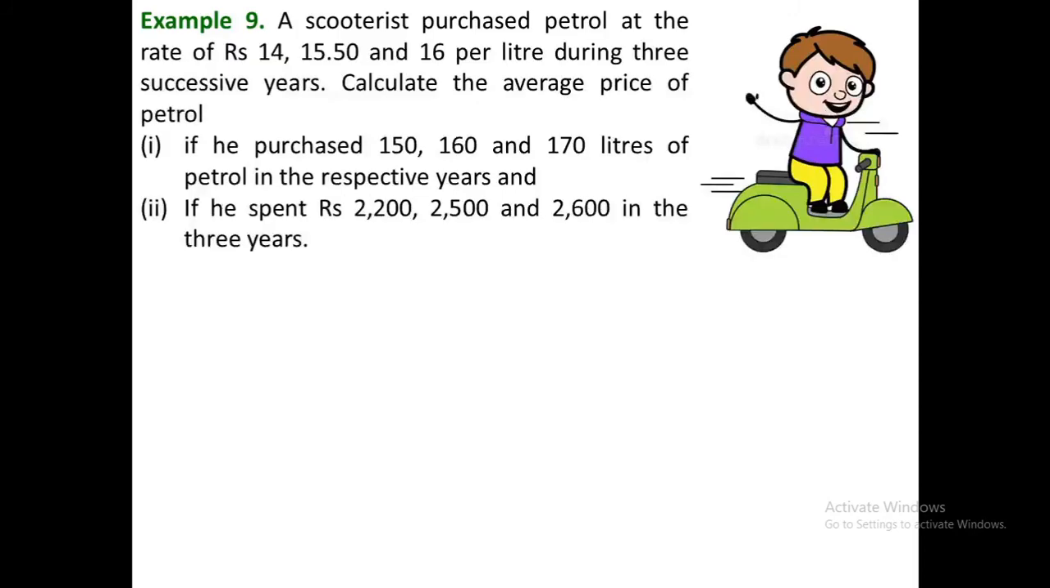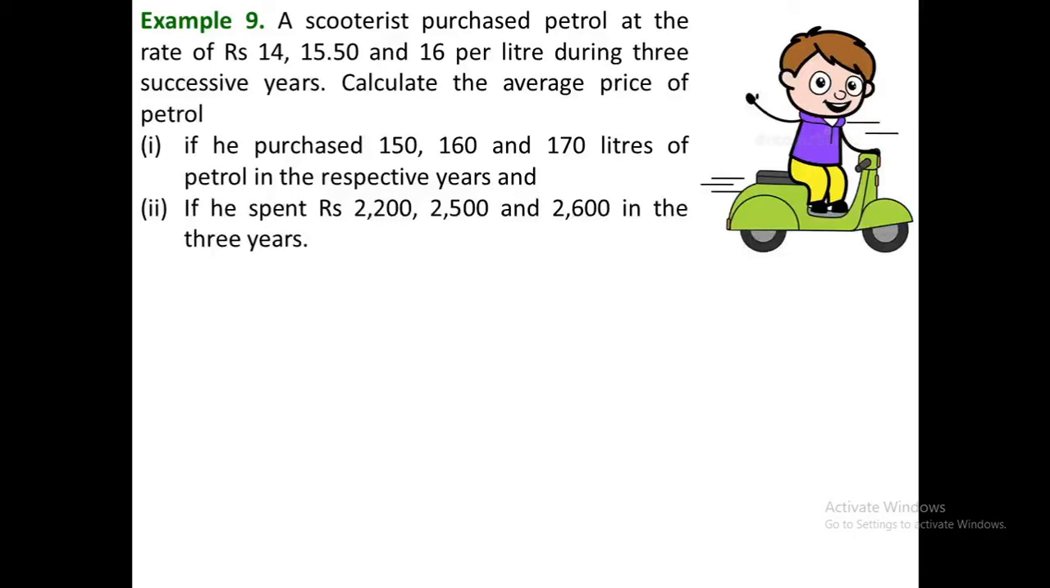Let's take the last example of this video, where a person purchased petrol at the rate of 14, 15.50 and 16 per liter during 3 successive years. We have to calculate the average price of the petrol in 2 conditions. In condition 1, he purchased 150, 160 and 170 liters of petrol in the respective years. And in the second condition, we have to calculate the average price of petrol if he is spending 2,200, 2,500 and 2,600 rupees in the respective years.